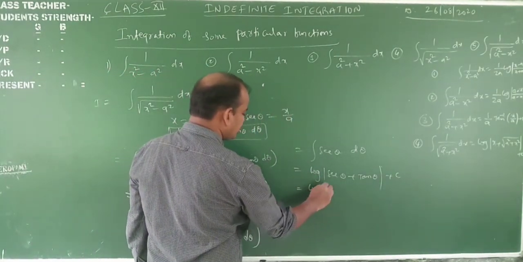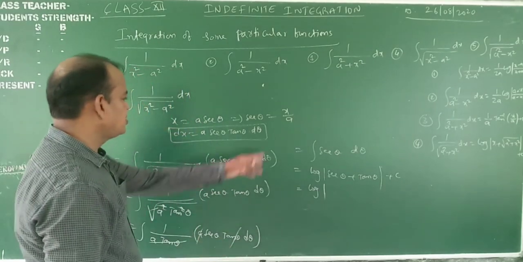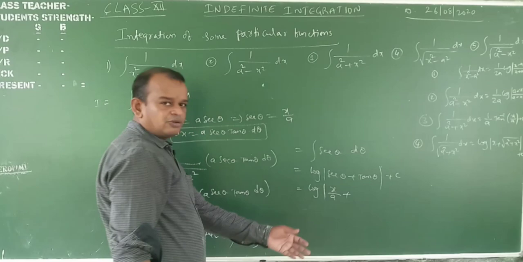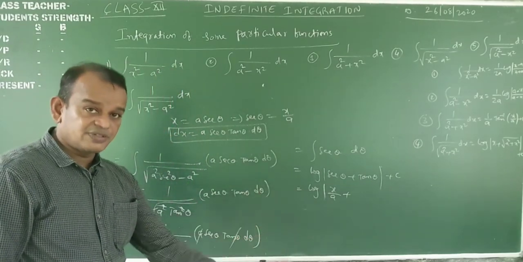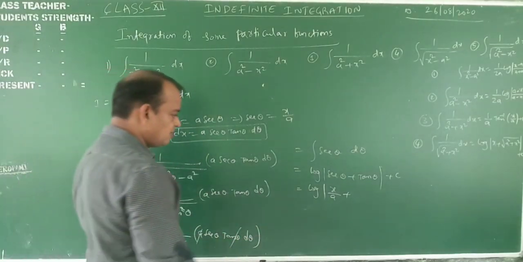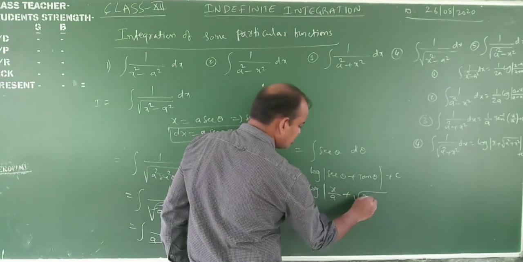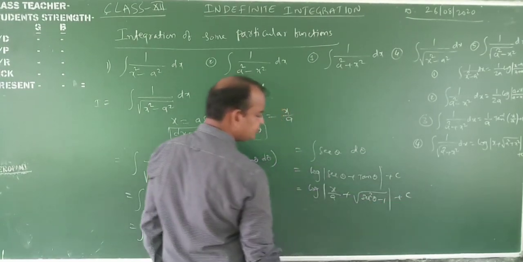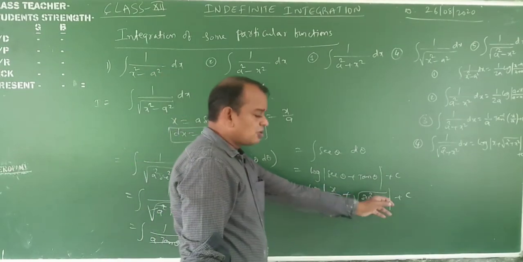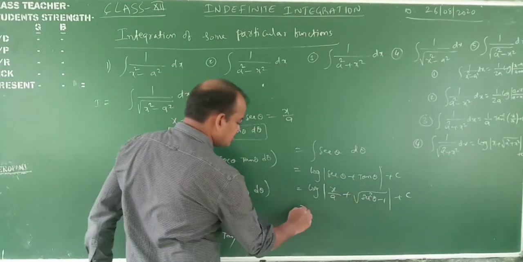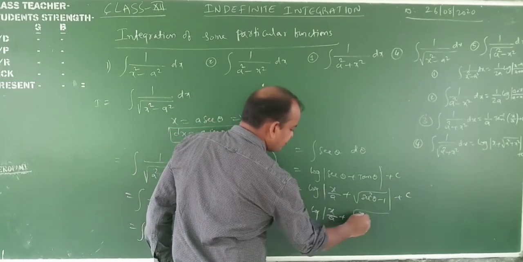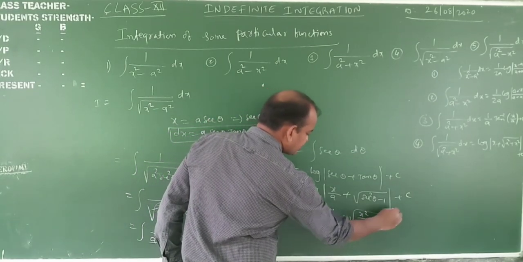The secant theta value, you know very well, is x by a. Before, I told you secant square theta minus 1 is equal to tan square theta, so tan theta is equal to root over secant square theta minus 1. That is equal to log mod x by a plus root over x square by a square minus 1, plus c.